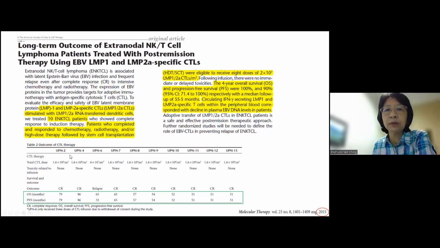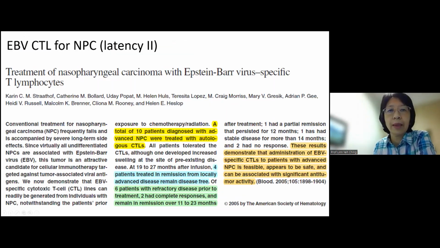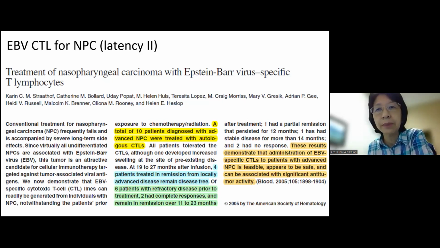So this table shows the cell dose and the lack of toxicity and the survival of these 10 patients. So in summary, these earlier studies testify to the potency of EBV T cells in EBV-related lymphoma. Now, what about another latency 2 tumor induced by EBV, which is NPC?